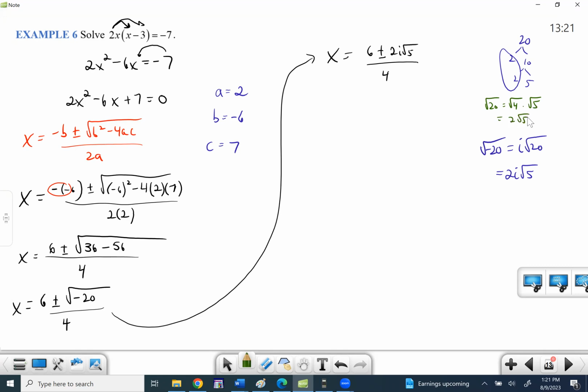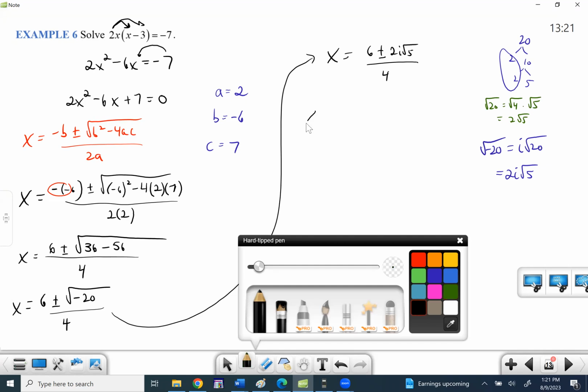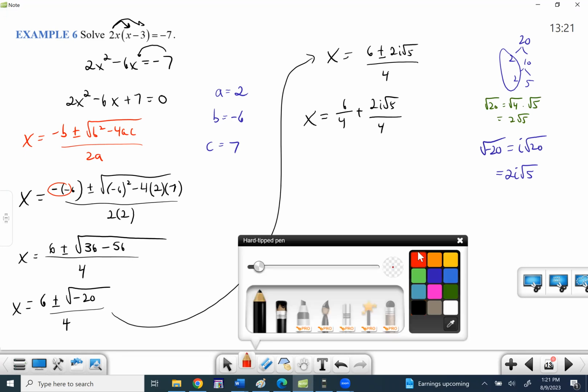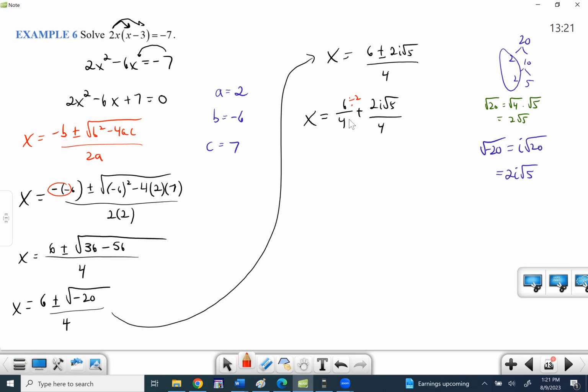Okay, so now we're going to split up the fraction just like we practiced in 3-1 with i. The 6 is over the 4, and the 2i root 5 is also over the 4, right? I don't like that 5. Let me make that a little bit better. All right, so it looks like we can divide by 2's.